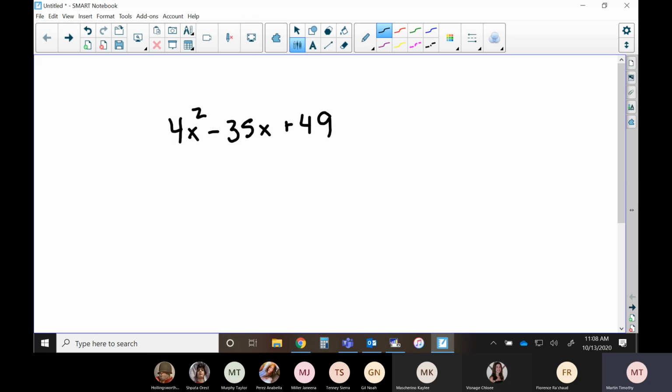All right, what would be the first thing I would check for? Do they have a GCF? 4, 35, and 49. I always start with the smallest number. What are the only factors of 4? 4 goes into... it doesn't go into any of those, so we can move on. No GCF. Does that make sense?